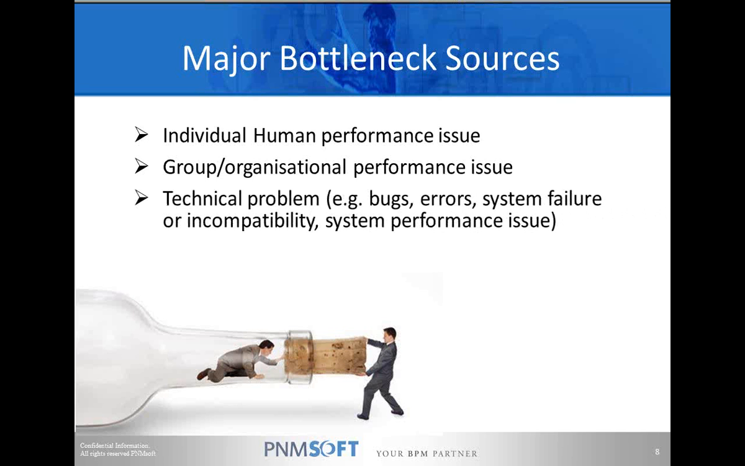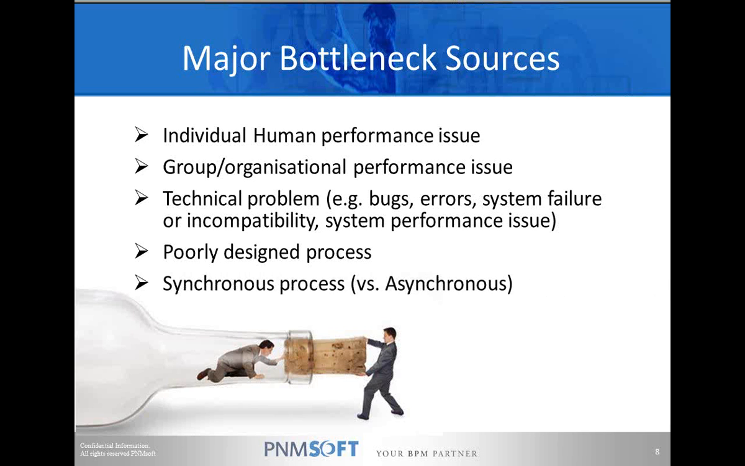It could be a technical problem. It could be some of the bugs or errors that we talked about earlier. It could be a system problem. It could be an incompatibility problem, a performance issue. These can also create bottlenecks in your process. It could be the result of a process which hasn't been designed properly. Maybe you need advice from our professional services team in order to help you better design your processes.